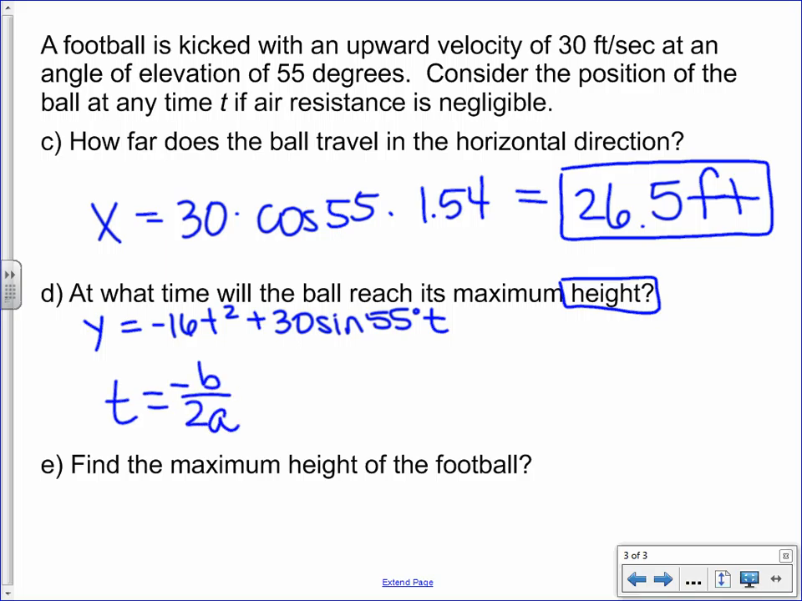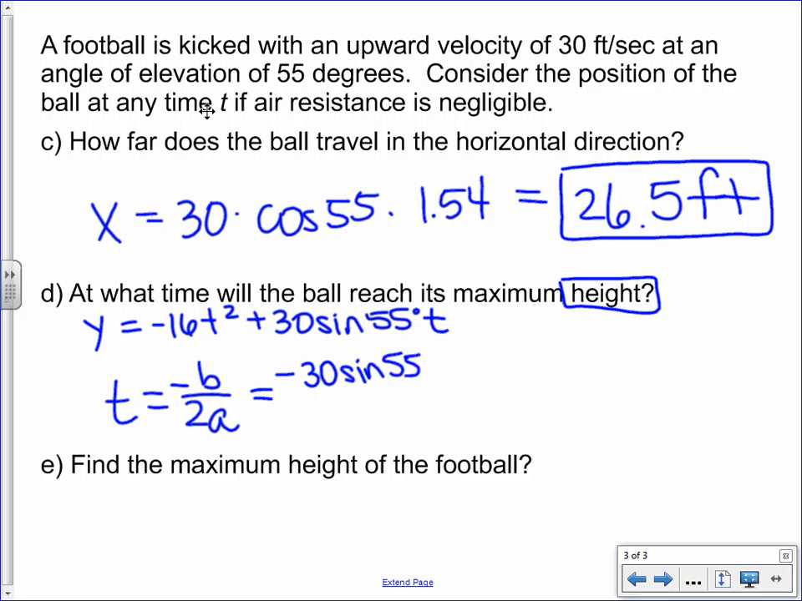Negative b over 2a will give you the t coordinate of the vertex. Okay, this will help you avoid having to complete the square. We don't want to complete it. Okay, so what do I mean by negative b over 2a? What is b? Did you say 30? Okay, it would also be the sine 55, so you want all of it.